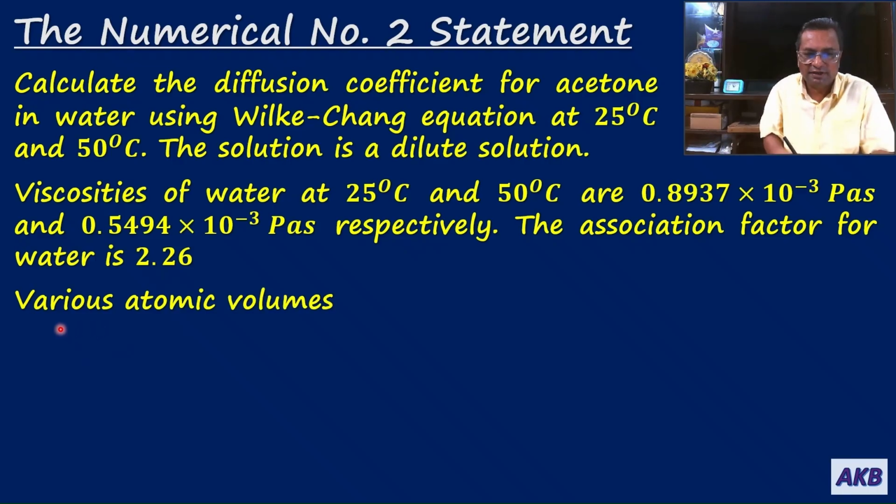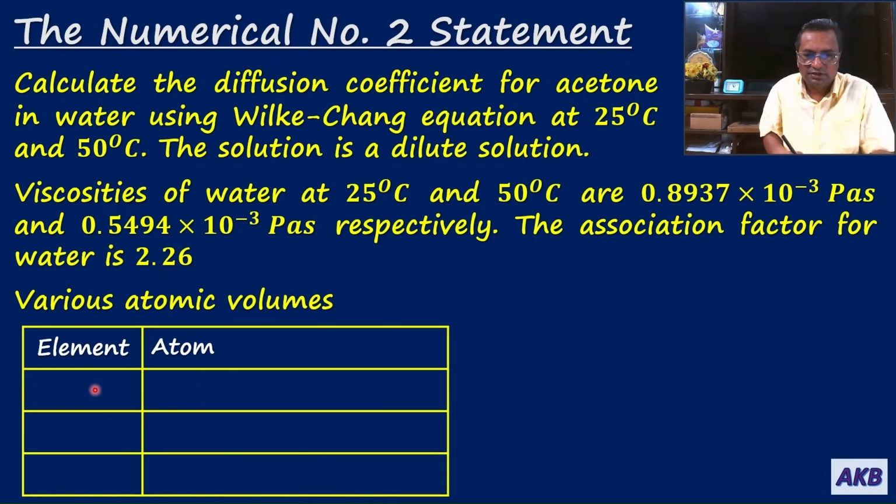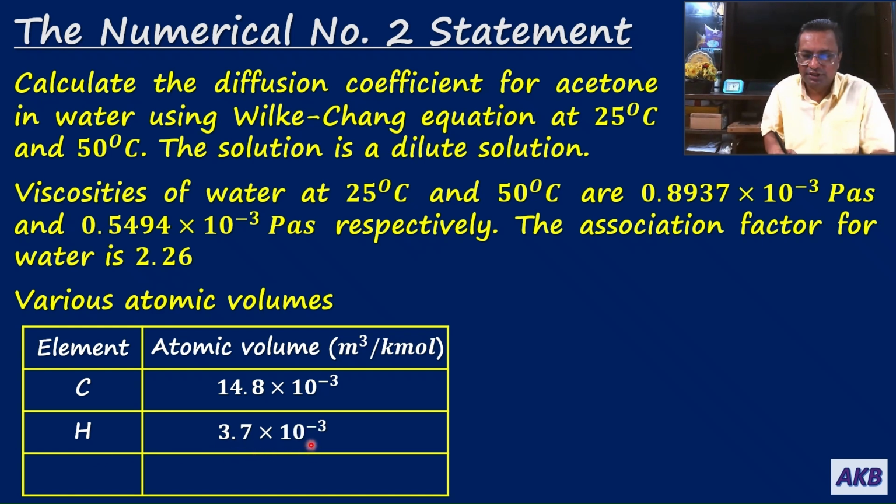And then they have provided us various atomic volumes. For carbon, the atomic volume in meter cube per kilomole is 14.8 × 10^-3. For hydrogen, the atomic volume is 3.7 × 10^-3 meter cube per kilomole. And for oxygen, it is 7.4 × 10^-3 meter cube per kilomole. So this is the numerical statement.